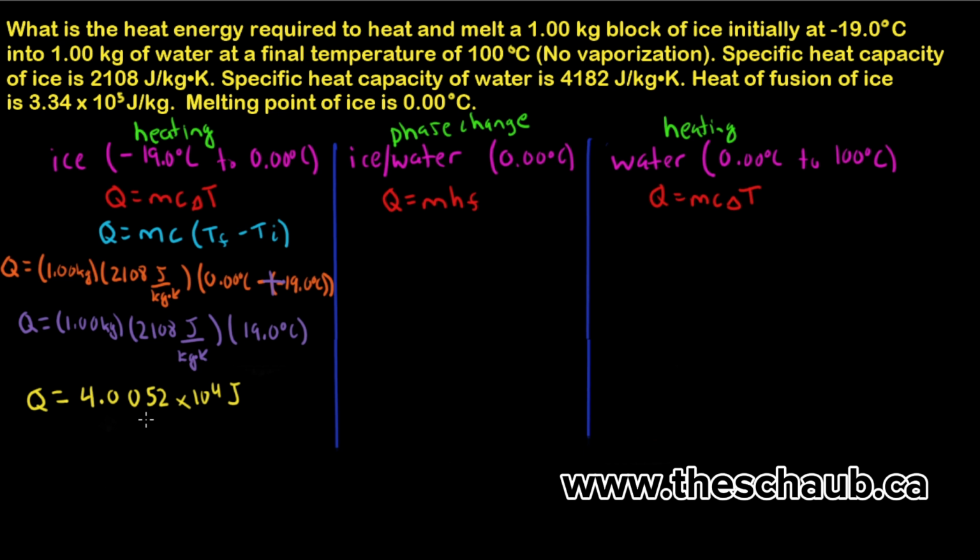And we'll keep all the decimal places for now to avoid rounding errors. You may be wondering what's going on with the units here. Well, our kilograms on top cancel with our kilograms on the bottom. And here you'll notice we have Kelvin on the bottom and Celsius on top.